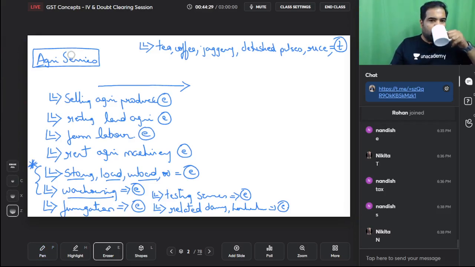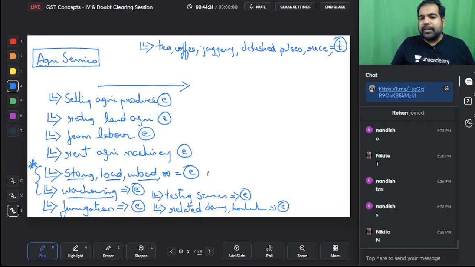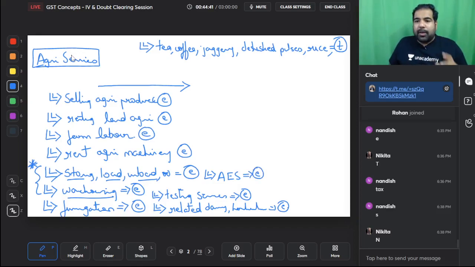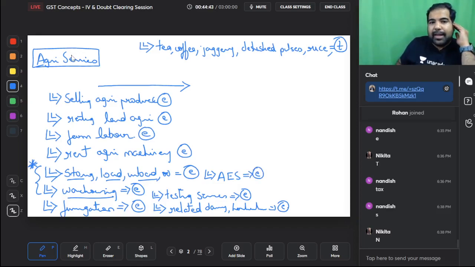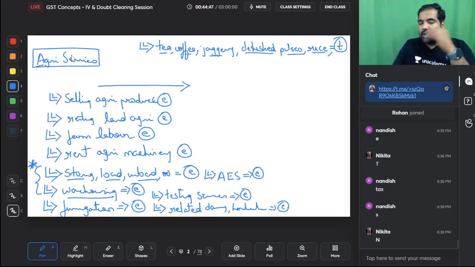Alright. There is something called agriculture extension services also, which means scientific ways to do agriculture. Even that has been made exempt. So everything, guys, I'll give you a pro tip, everything around agriculture is exempt except these fancy things where you're changing the essential characteristic, that has been made taxable, except you're storing, loading, unloading and warehousing, that is still exempt.